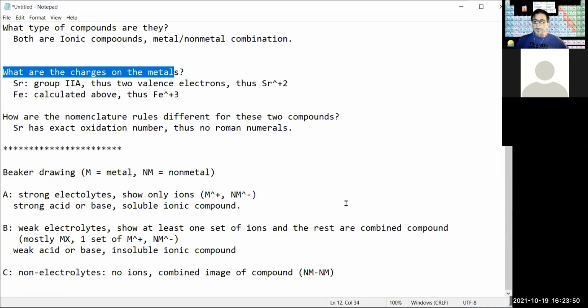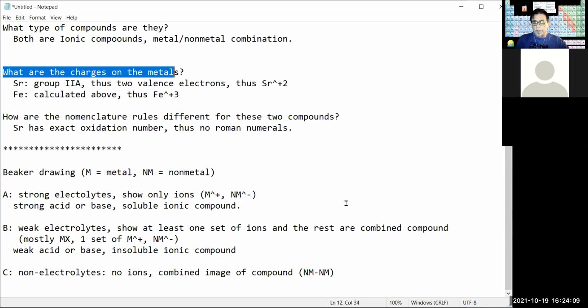The other one dealt with beaker drawings, and remember that the beaker drawings are simply a way to depict some type of ionic or even a non-covalent compound in solution, and we're talking about aqueous solutions.